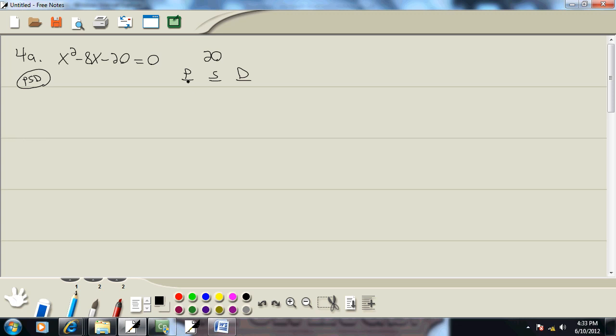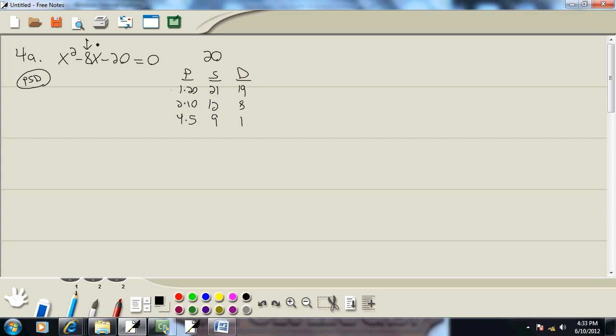We take the number at the end, ignoring signs, and write it down. And we're going to come up with 3 columns. A product column, remember all the products give us 20. There's 1 times 20, 2 times 10, 4 times 5. Sum column, we add those. 1 plus 20 is 21, 2 plus 10 is 12, 4 plus 5 is 9. In the difference column, we subtract them. 20 minus 1 is 19, 10 minus 2 is 8, and 5 minus 4 is 1.